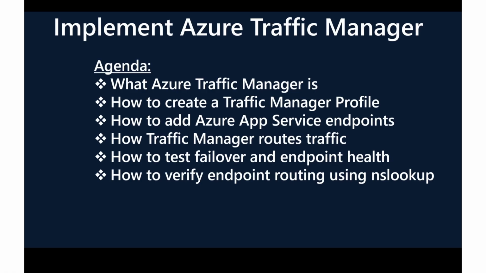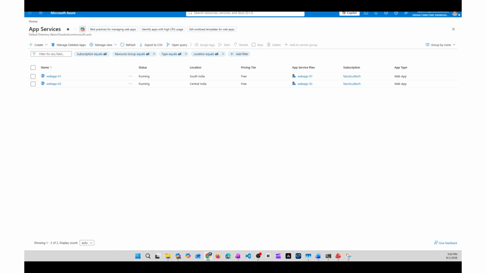All right, so before creating anything new, let's quickly review our existing environments. If you look here, you'll see Azure App Services, and you can see I already have two web applications deployed. The first web application is running in region 1, South India, and the second web application is running in Central India. Both are hosting exactly the same application.